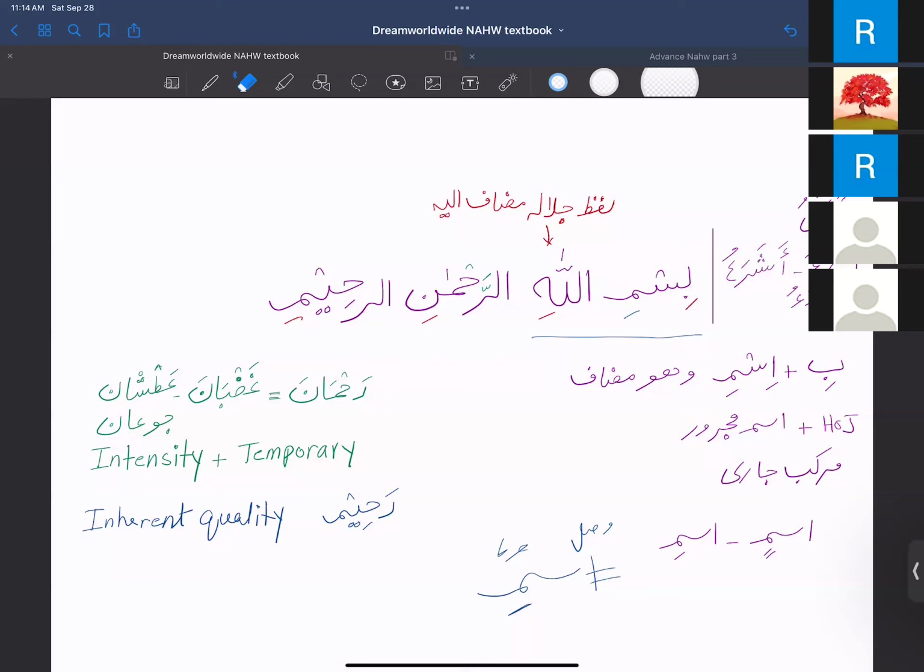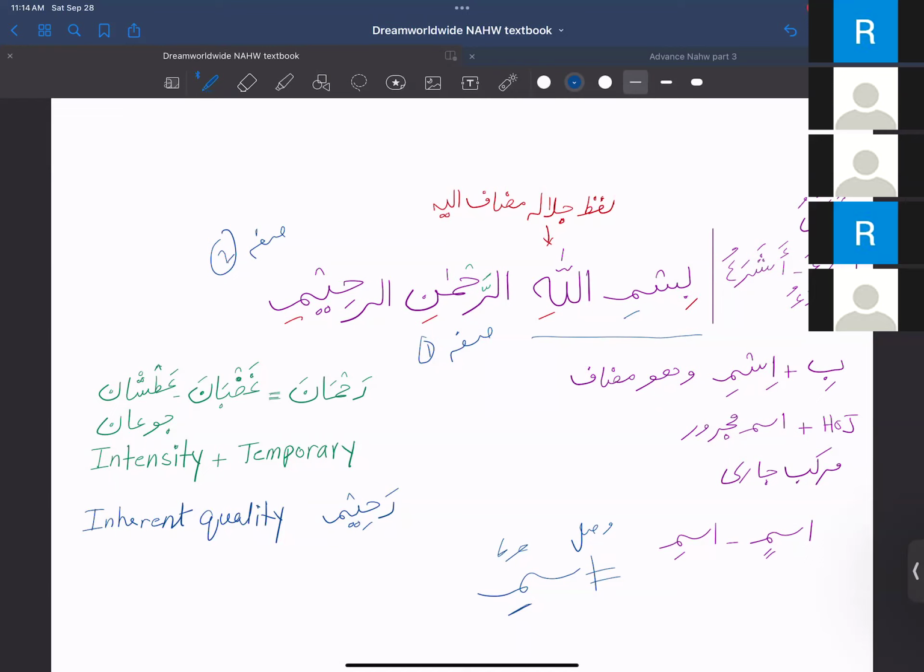So this is sifa number one, and this is sifa number two. Why can I not say that Ar-Rahman and Ar-Rahim are mausuf sifa? Because two adjectives cannot be mausuf sifa. No, because when Allah's names come side by side, they are not mausuf sifa. Yeah, because Ar-Rahman cannot describe Ar-Rahim. So these are the attributes of Allah subhanahu wa ta'ala. They cannot describe each other.